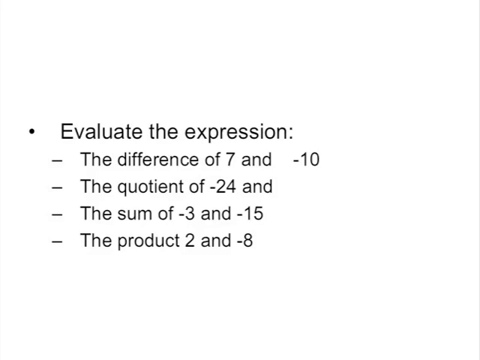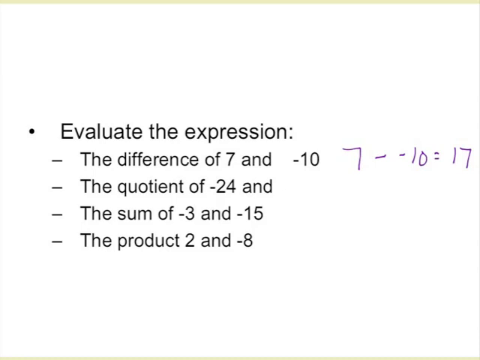In these, we want to evaluate the expression. Means we need to know some terms in these problems. Always take the numbers in the problem in order as well. So the first problem asks us to find the difference of 7 and negative 10. What does difference mean? Subtraction. So we're going to do 7 minus negative 10, which is 17. Double negative makes us add.